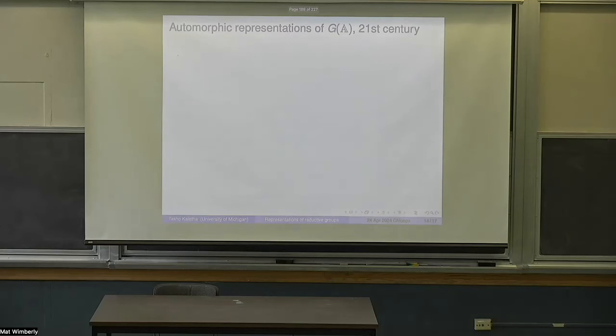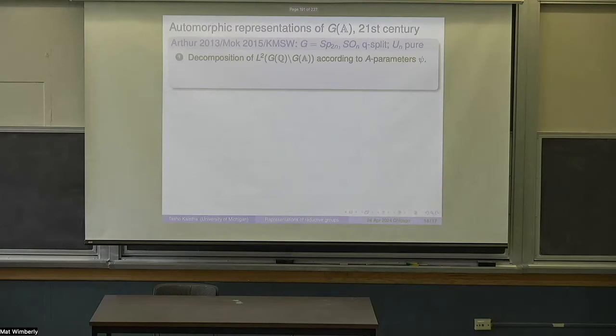Okay, so now I want to switch from the local story to the global story and say a little bit about what is known about automorphic forms. I mentioned already the work of Arthur and then Mok's translation and my joint work with these other authors on classical groups, which results in a decomposition of the automorphic spectrum according to what is called Arthur parameters, and also the proof of the Arthur multiplicity formula.